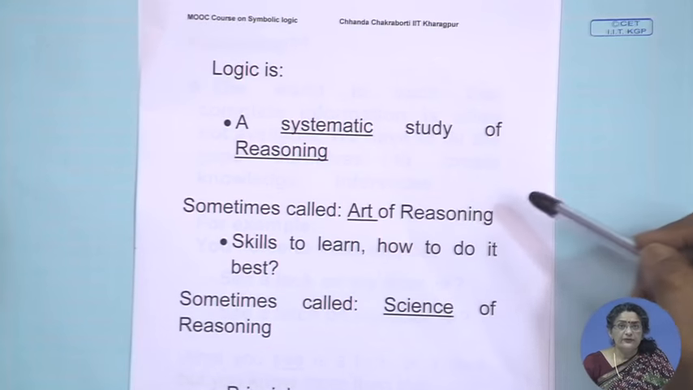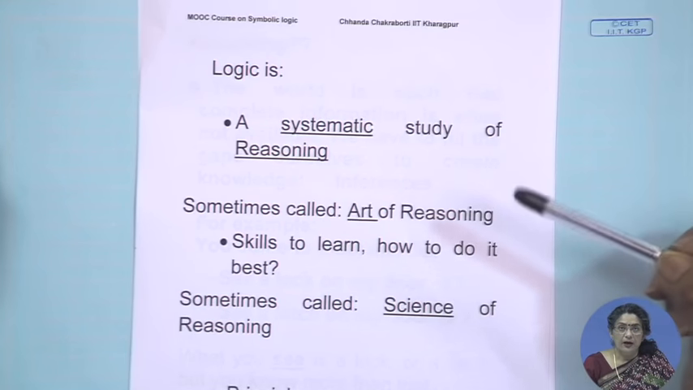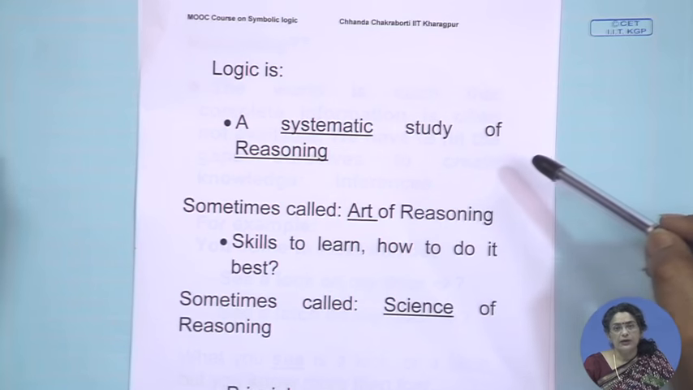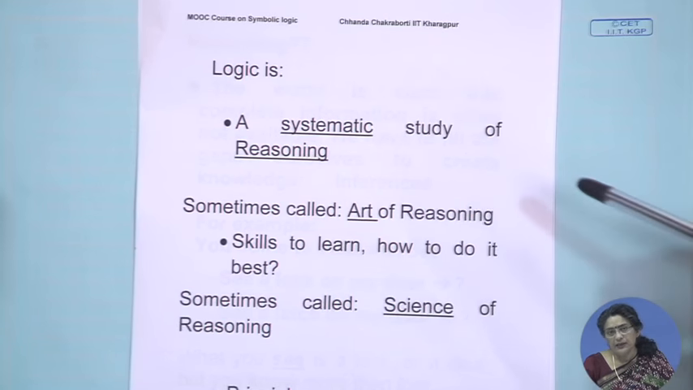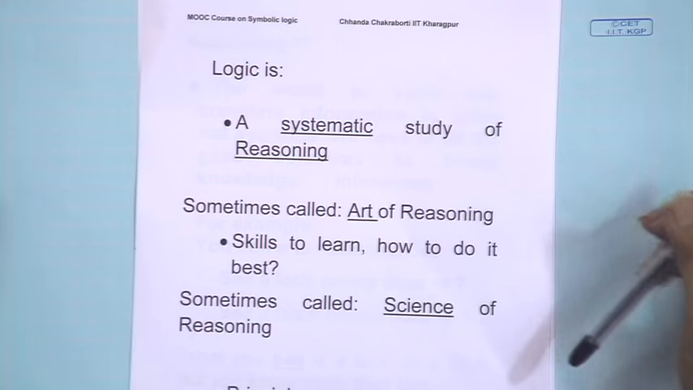A simple definition of logic is that it is a systematic study of reasoning. I must tell you that though the name of the course is symbolic logic, in these beginning classes, some few lectures, maybe 4 or 5, we are going to do it rather informally without the use of any symbols, so that an introductory or beginning student can understand it better. We will switch to symbols perhaps after the 6th or 7th lecture.